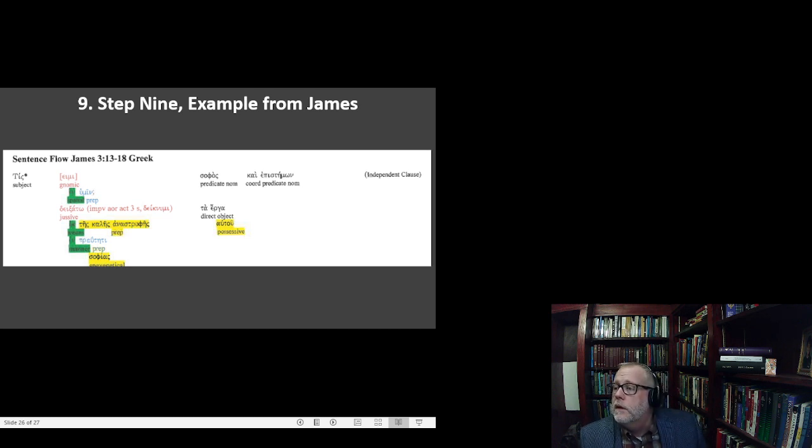All right. Then we have kai, which is a coordinating conjunction. I marked that with coord right there. And then we have another predicate nominative. So we have 2 predicate nominatives there, and that's an independent clause. Verbless, but independent. All right.